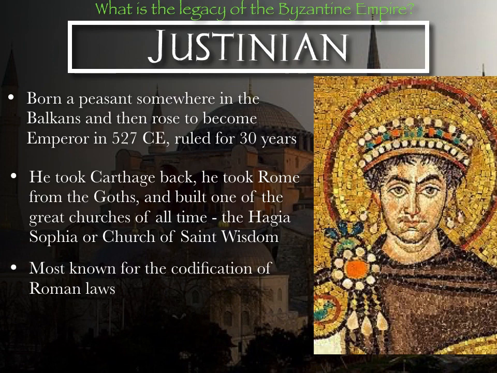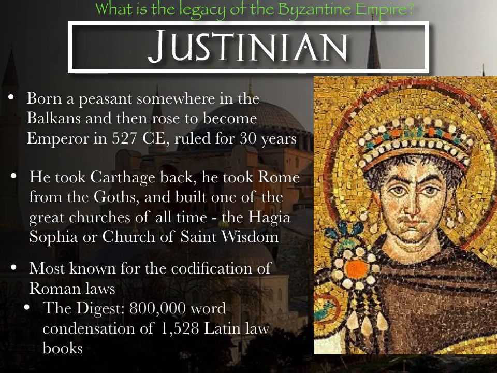Now, Justinian the Emperor, he was most known for the codification of Roman laws, as you guys saw in that Extra History video I had you guys watch. He creates what's called the Digest, an 800,000 word condensation of over 1,500 Latin law books. And what had happened during the Byzantine Empire is that we had all of these laws, and they were not codified. And we had laws that contradicted each other.